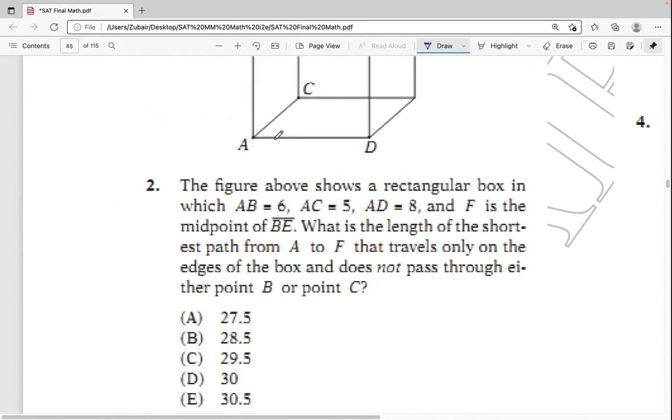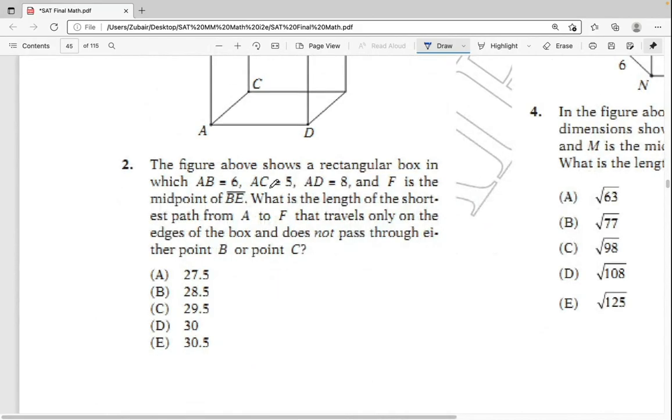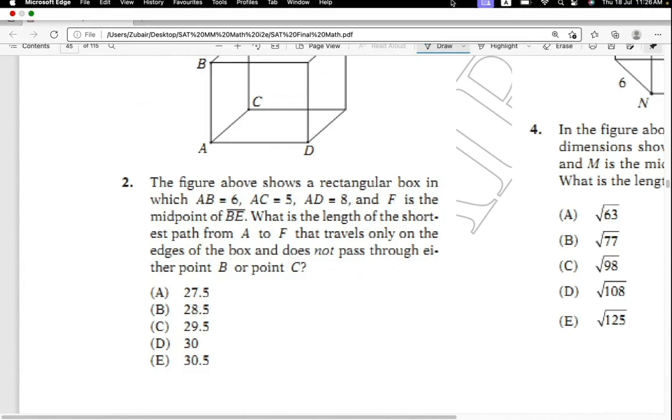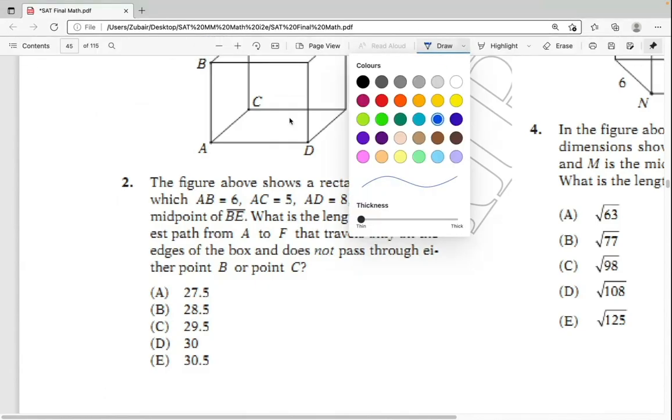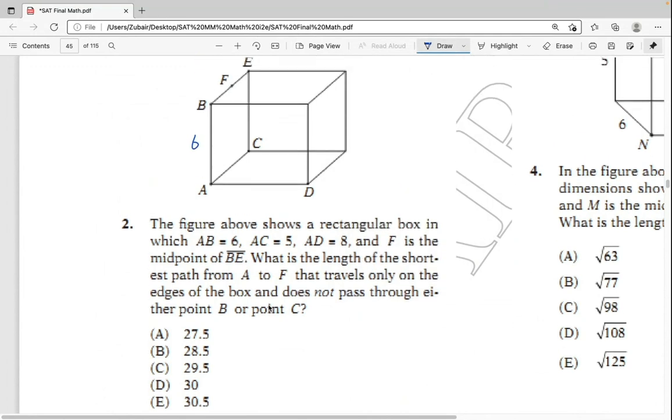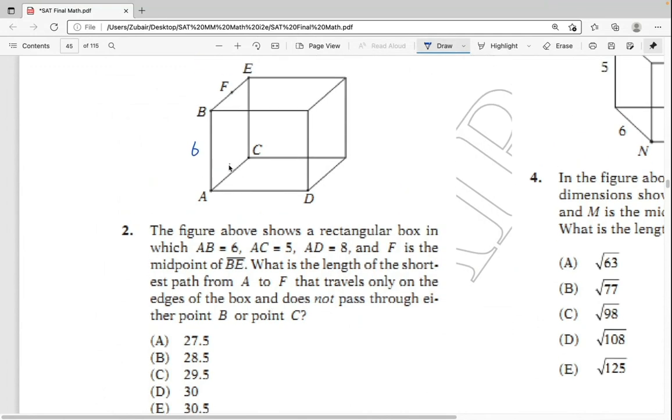Okay, sir. As the question says, in the figure above, the rectangular box has AB equal to 6. Let's meanwhile write it. AB is 6, AC is 5, AD is 8, and F is the midpoint of BE.